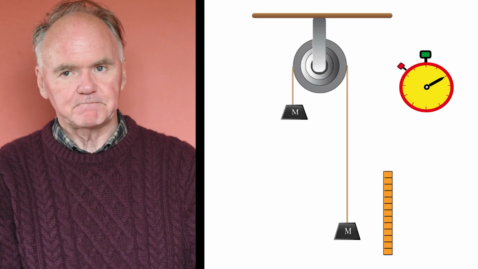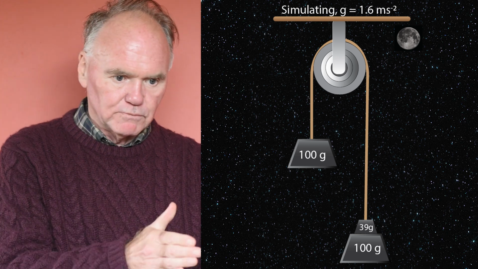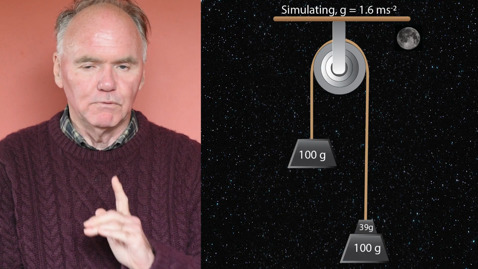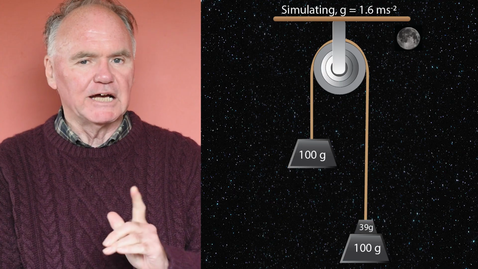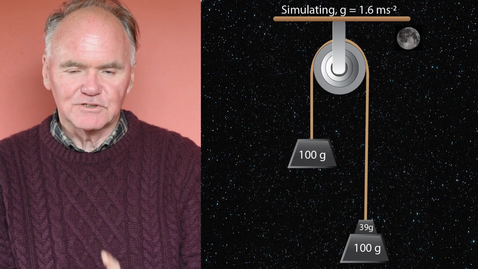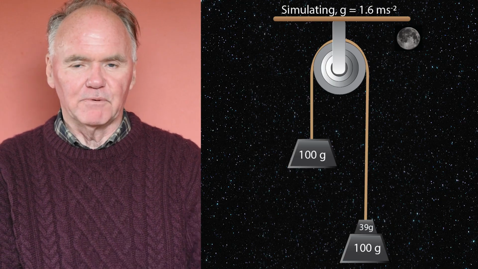Think about that. So suppose you have the device and it's perfectly balanced with 100 grams on one side and 100 grams on the other side, and you wish to simulate the moon's gravity, which is 1.6 meters per second squared. How much mass would you have to add to one of the sides? Well, the answer is 39 grams. How did I get that value? I'll let you think about that.